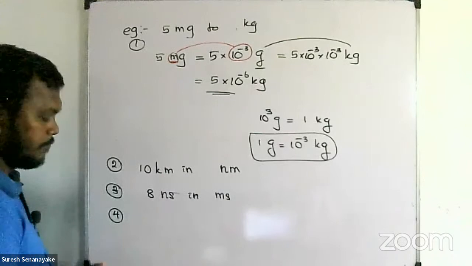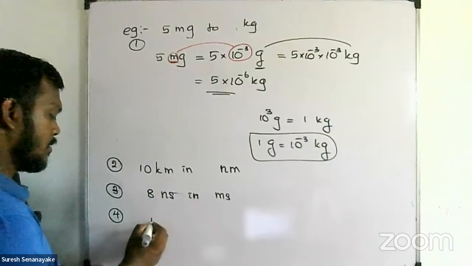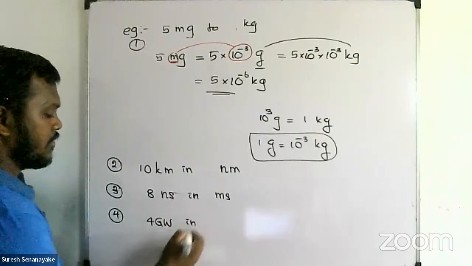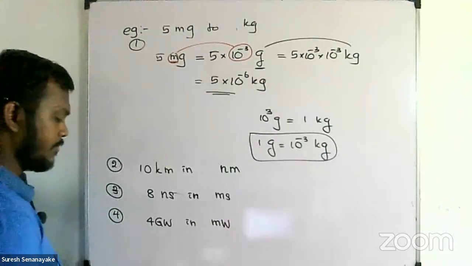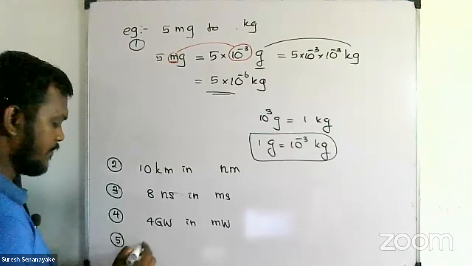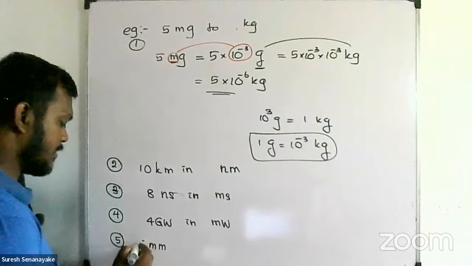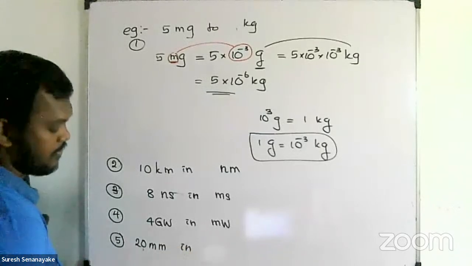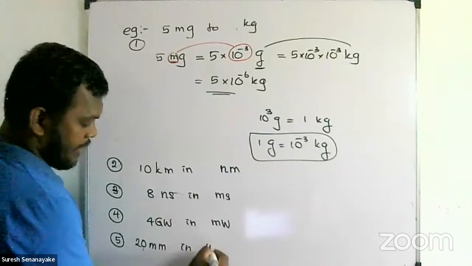Fourth one, 4 gigawatts in milliwatts. So 1 millimeter, let's say this 20 millimeters in micrometers.